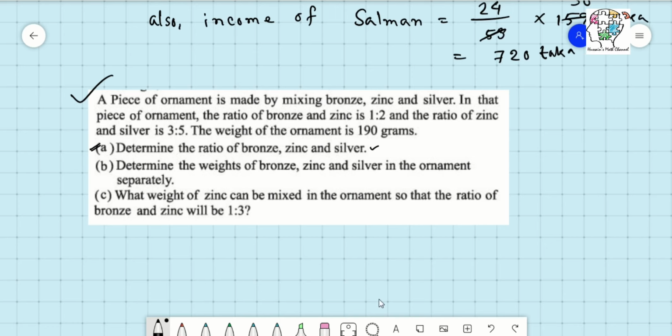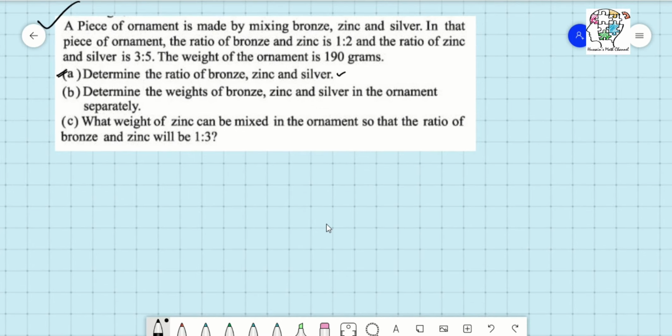So I will just solve question number C for you. Question A, do it by yourself, and also B, you do by yourself. You try. If you cannot solve this problem, I will be there for you. You can message me through Messenger to solve any kind of problems. Now question number C, what weight of zinc can be mixed into the ornament?